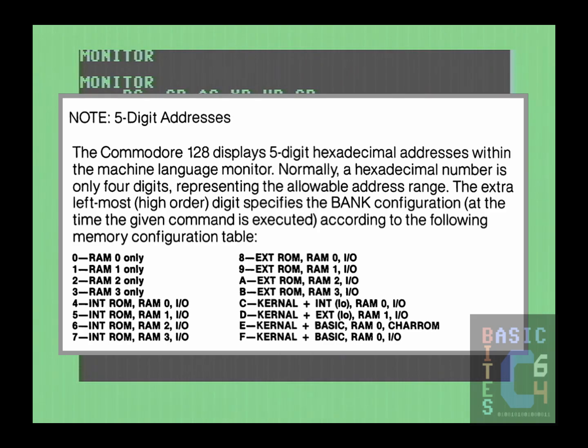A chart of bank configurations is included, and if you've ever used the bank command in the Commodore 128's BASIC version 7, these are the exact same thing. The only difference is that instead of specifying a decimal number from 0 to 15, we are specifying a hex digit from 0 through F. The bank that we want to be looking in is bank number 8, which exposes the external ROM. We could also use banks 9, A, or B.